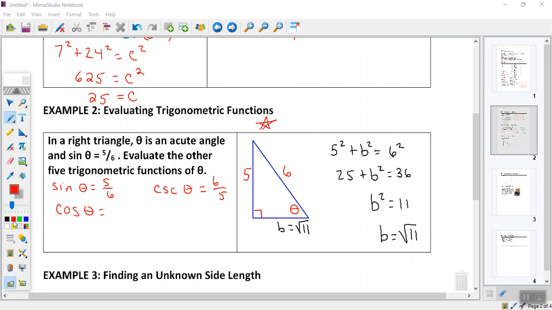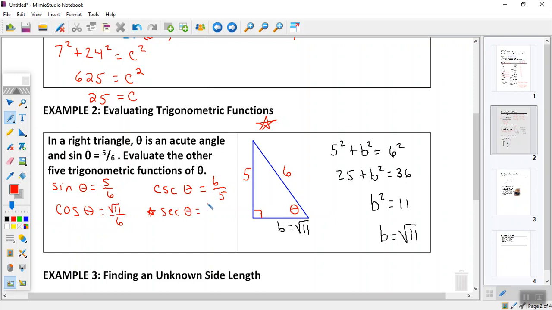So help me with the cosine of theta. What over what? What's adjacent to theta down here? Over the hypotenuse. Wouldn't that be 6? Okay, now I want you to put a star by the secant right here. What are you going to get for this?